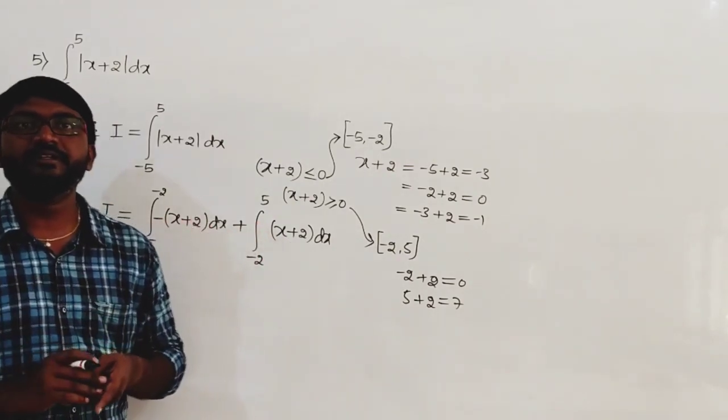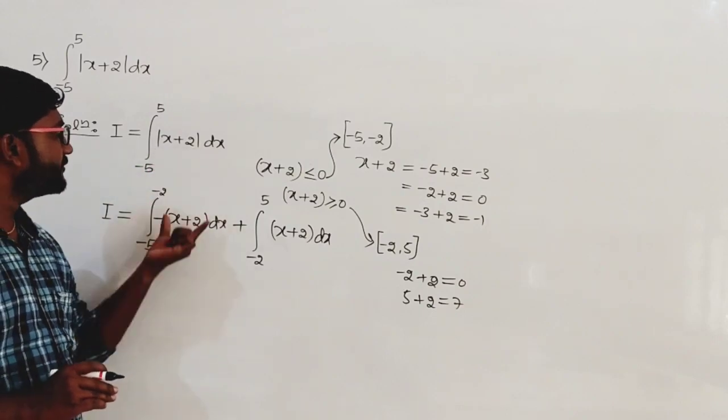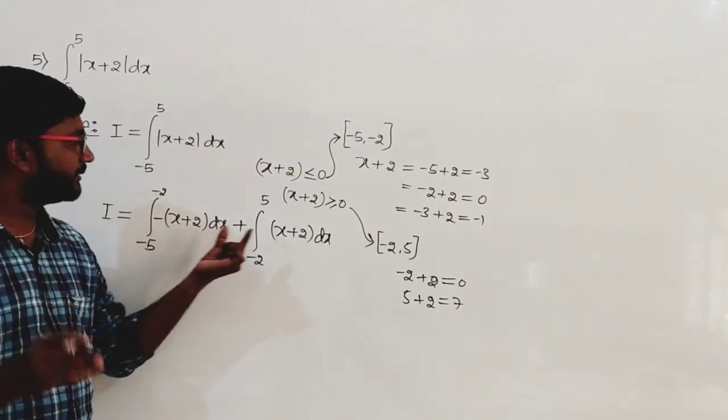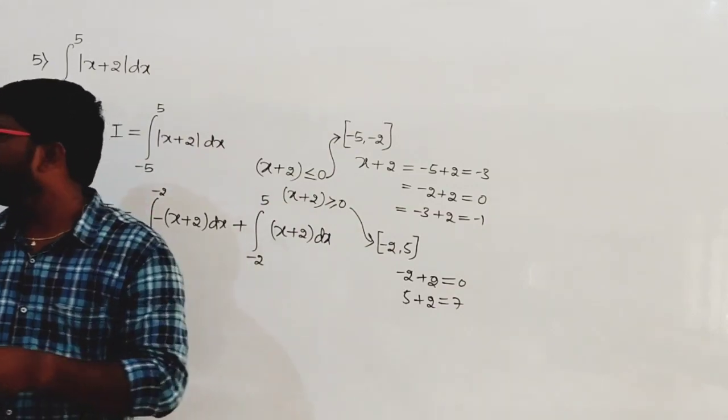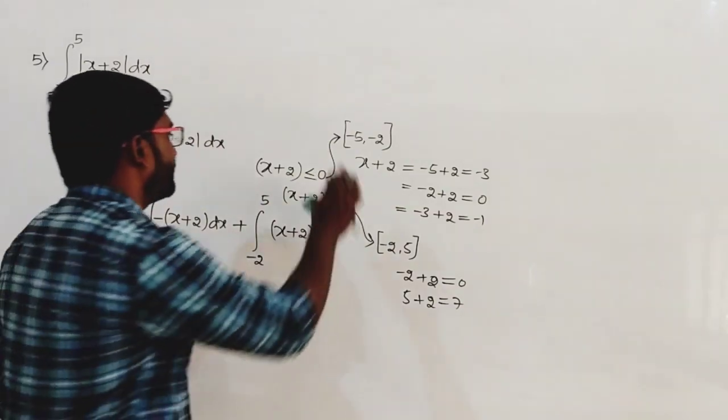So overall, what did you understand from this? The modulus function is going to be negative for some interval and positive for other interval. Now we have to proceed with the problem.